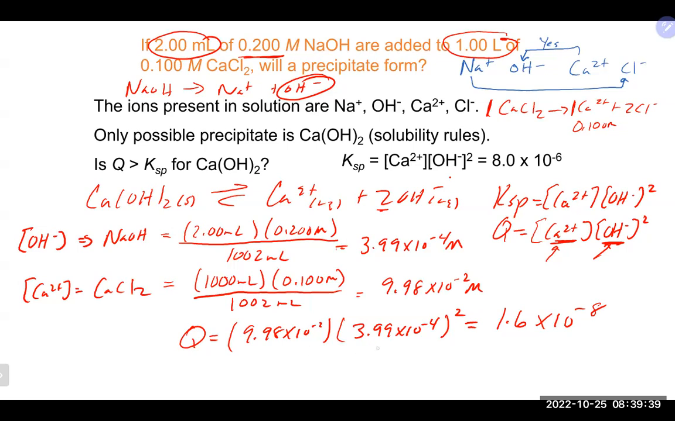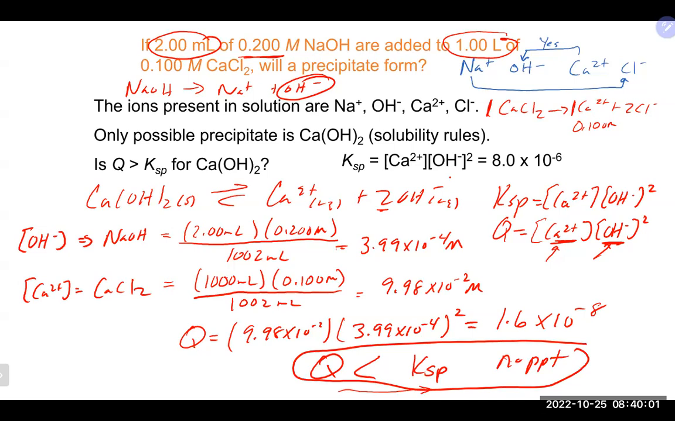In this case, then, our Q is greater than, less than, or equal to the KSP. It is less than. Because it's less than, will we see a precipitate here? We will not, because it kind of goes to the product side, right? So no precipitate will form here. Any questions on any part of that calculation?